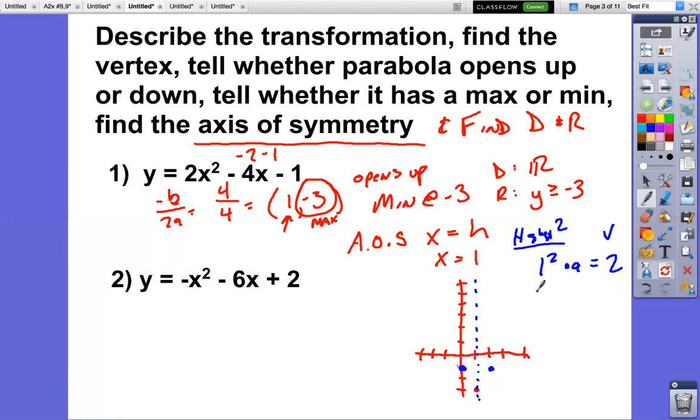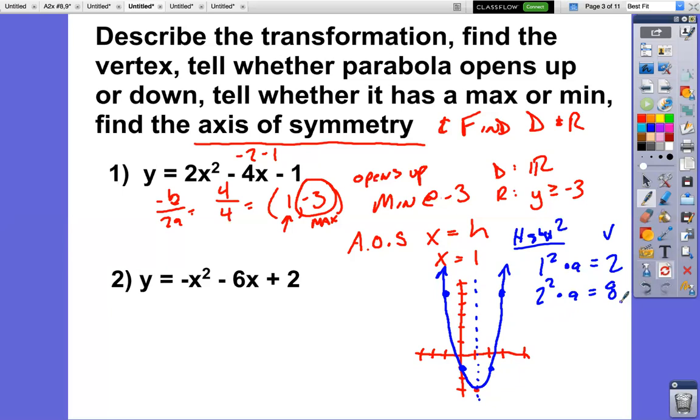Well, what if I took 2 vertical steps? Or two horizontal steps, I'm sorry. What if I took 2 horizontal steps? How many vertical steps would I take? 8. That's exactly right. So over 1, 2, up 1, 2, 3, 4, 5, 6, 7, 8. That's how we graph. You literally now know everything that you need to know about standard form.